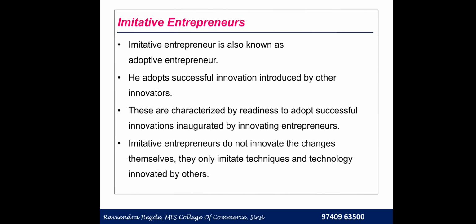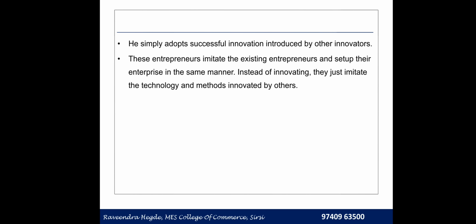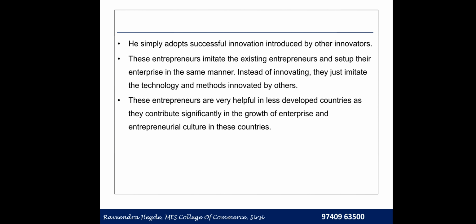The imitative entrepreneurs may make some changes in the innovations made by the innovative entrepreneur so as to suit their requirements. He simply adopts successful innovations introduced by other innovators. These entrepreneurs imitate the existing entrepreneurs and set up their enterprise in the same manner. Instead of innovating, they just imitate the technology and methods innovated by others.